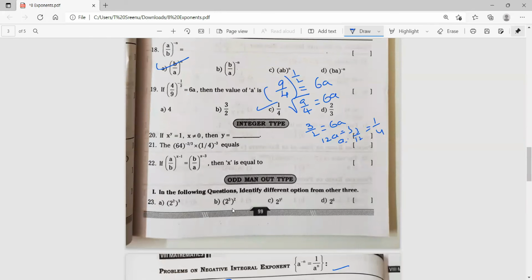Next, check out 20, 21, 22, no? Yes, sir. Sir, how can I do 20, sir? It's not coming. I will tell you. I will do it only.